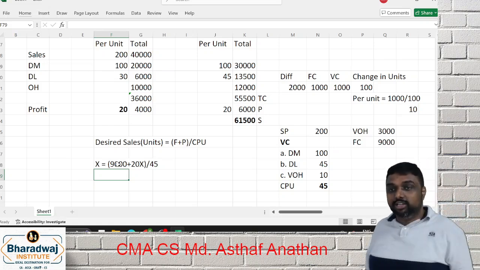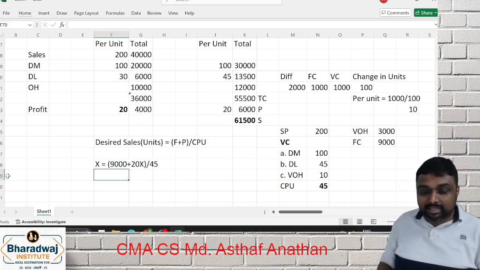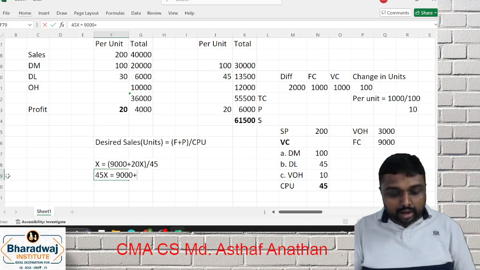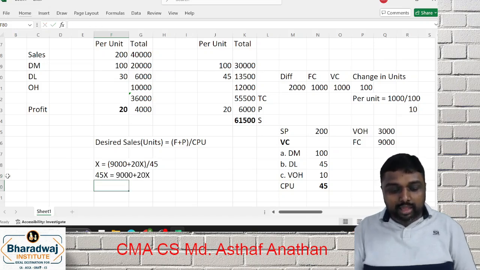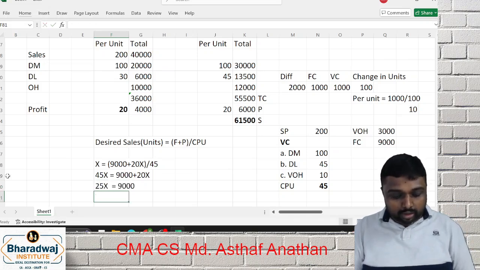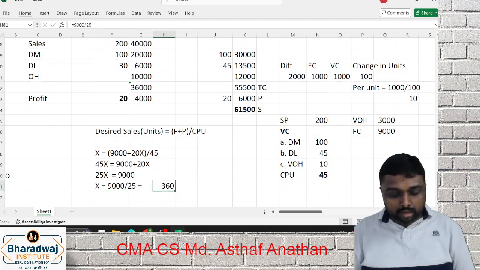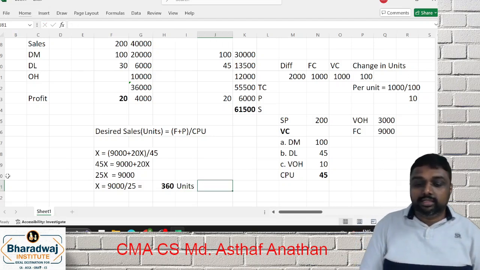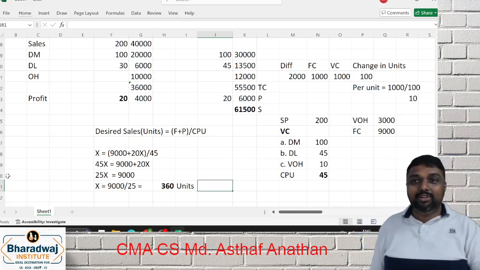Now reverse calculation. How do you get x? You can write it as 45x is equal to 9,000 plus 20x. If you minus that, 25x is equal to 9,000. Your x will be 9,000 by 25, which becomes 360 units. You will get 360 units. Are you able to get it?